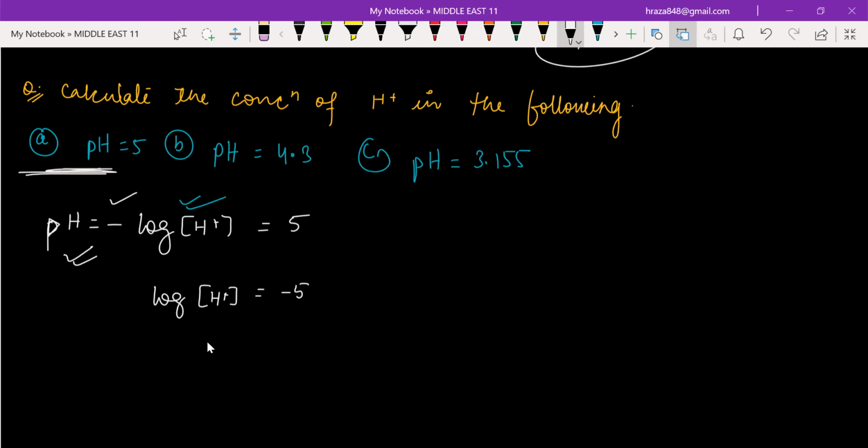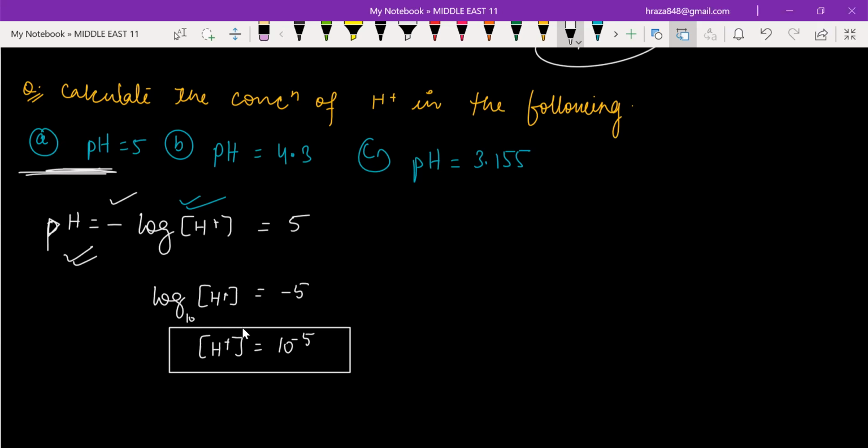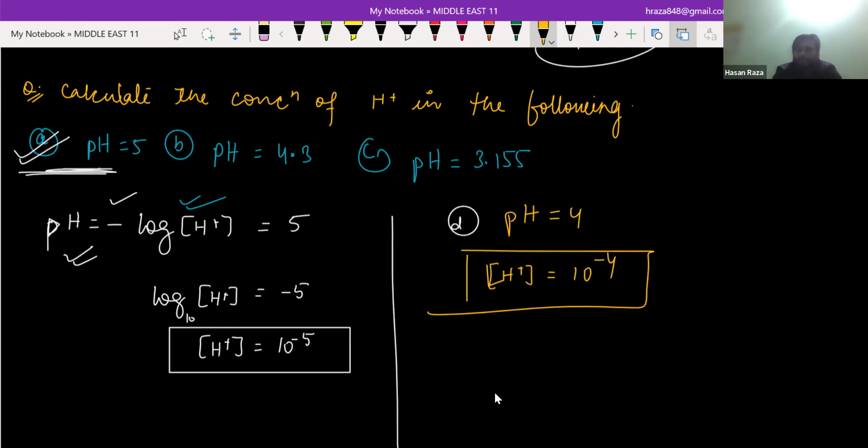Now, when we take anti-log, H plus will be equal to, and here it is base 10, so H plus has a concentration 10 raised to the power minus 5. Is this clear, everyone? But this A is quite easy. If let's say D is given, pH is equal to 4, what you have to do, H plus is equal to 10 raised to the power minus 4. I can directly write it.